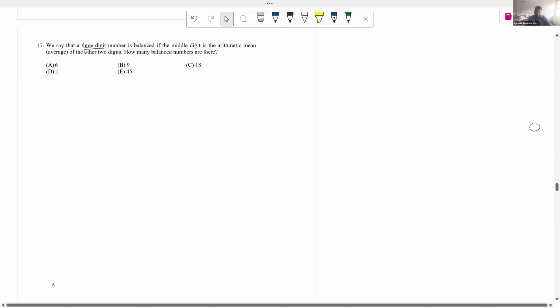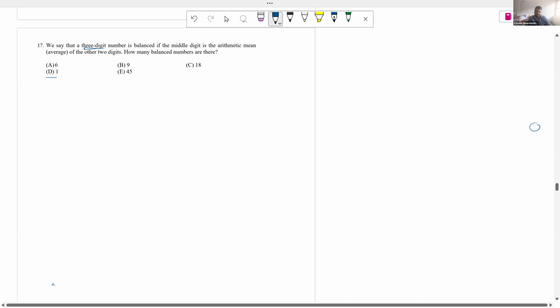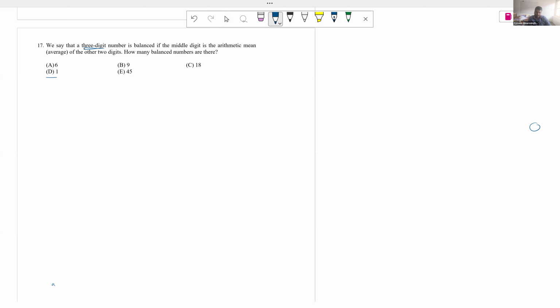Let's restart the recording. I really got distracted, and let's look at this question right here. A 3-digit number is balanced if the middle digit is the arithmetic mean of the other 2 digits. So let's say you have a number A, B, C. Then the idea is A plus C over 2 is equal to B, or A plus C is equal to 2B. And what kind of numbers are these?